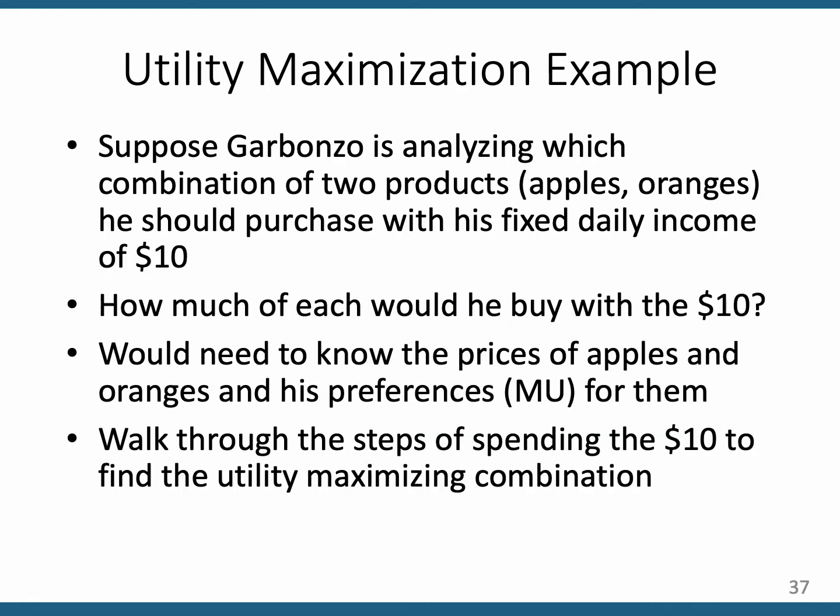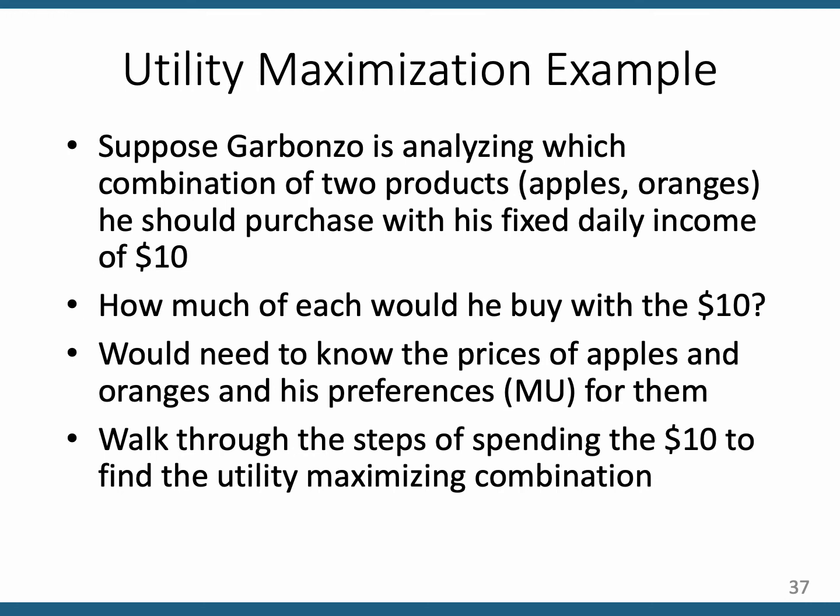So here's my example. Suppose Garbanzo is analyzing which combination of 2 products he should purchase with his fixed daily income of $10. So each day he has $10 to spend, and he's spending it only on apples and oranges. This is an economic model where we're simplifying the more complex reality. The more complex reality is that he's probably buying, I don't know, a dozen different products in a day, possibly. Well, let's make this simpler so we can understand utility theory, and then we can extend this to the more complex reality. This buyer is only buying 2 kinds of products, apples and oranges.